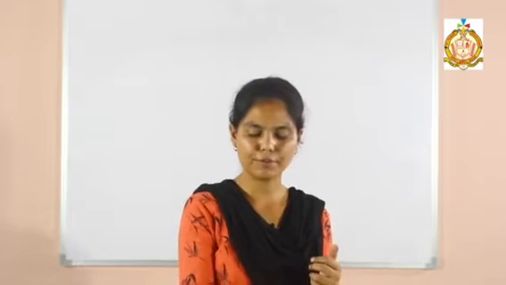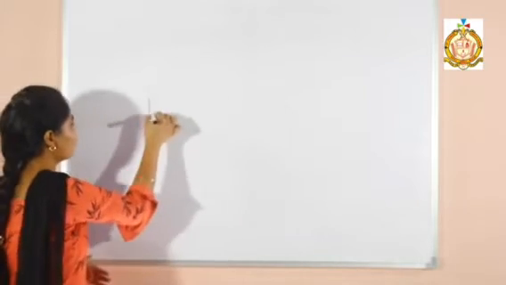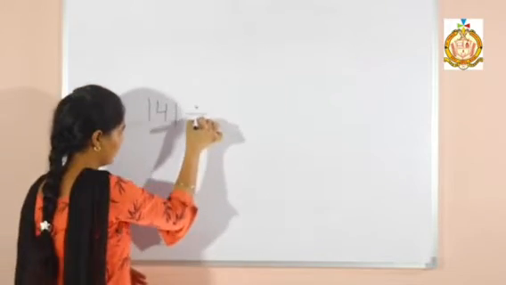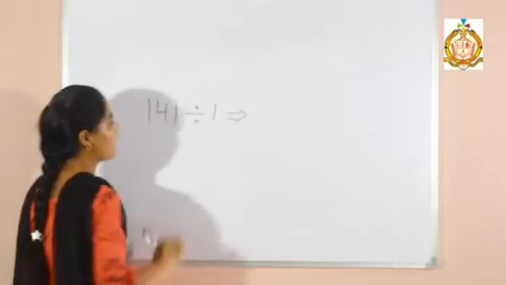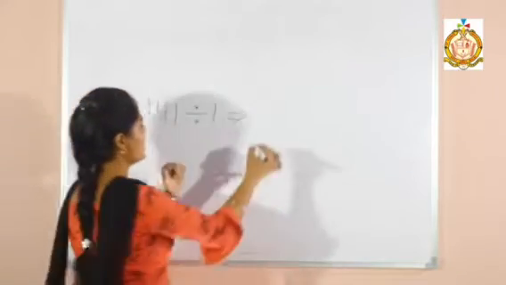So our next chapter is chapter number 4, division. Actually, division is repeated subtraction. Today we will discuss some properties of division. The first property is, if a number is divided by 1, the quotient is the number itself. That means if we divide any number by 1, the answer is the number itself.